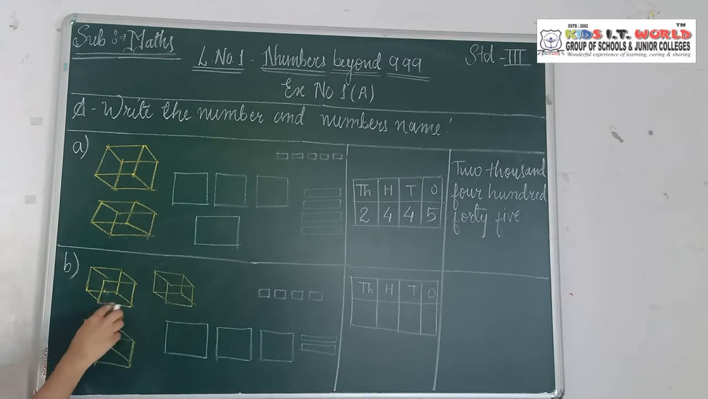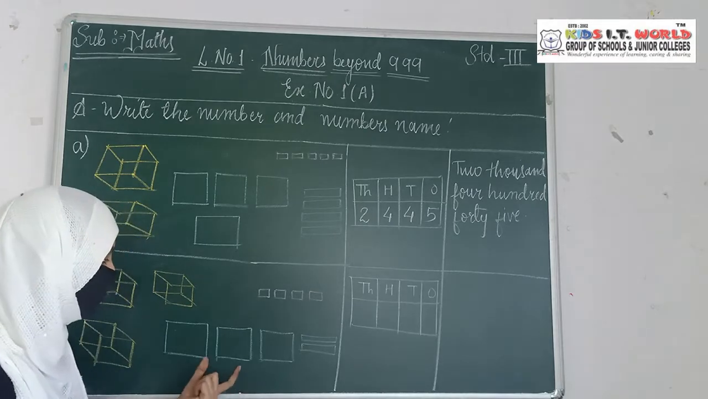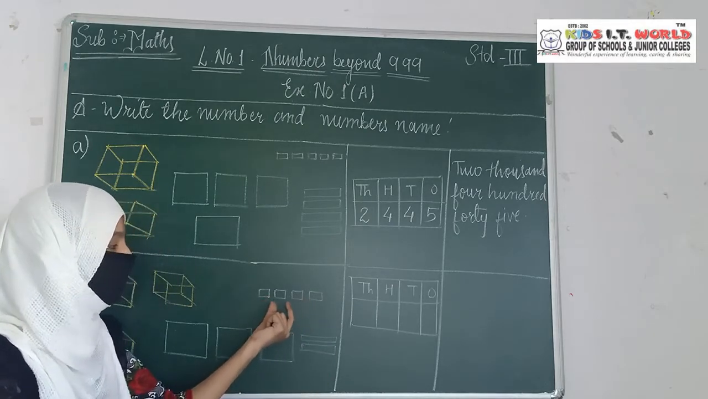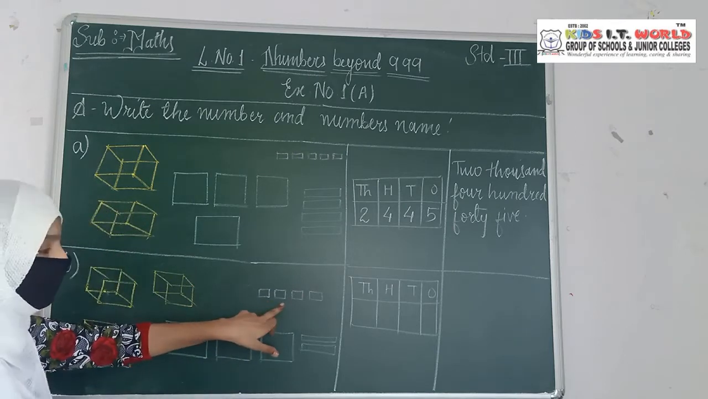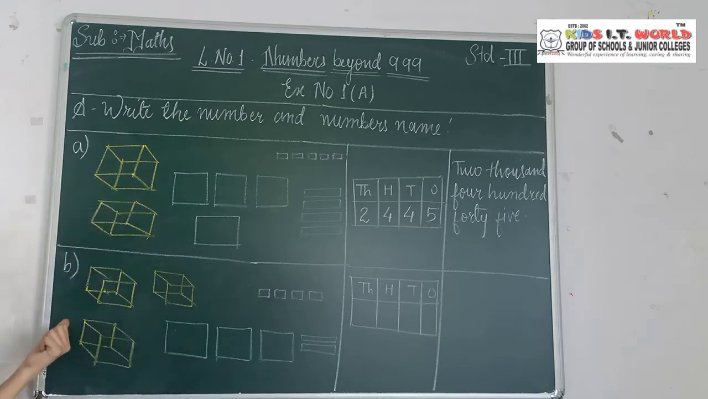Thousands are drawn with the yellow color. 3 squares are drawn here with the green color. 2 small rectangles are there, and 2 very small squares here. Now this is the value for ones. This is for tens. This is for 100 and this is for 1000.